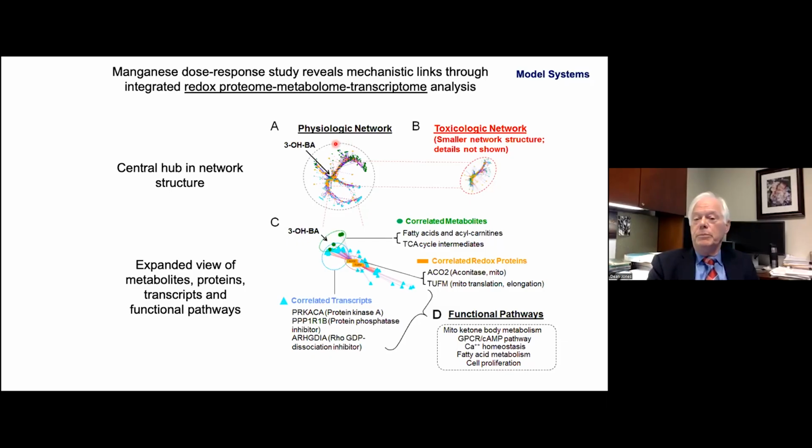And you can differentiate between physiological networks and toxicological networks. So once you increase manganese to a high dose, it becomes a toxicologic exposure. And then you can expand the view and you can zoom in, you can look at specific metabolites that are in this central cluster. You can look at correlated proteins. In this case, these are redox proteomic changes, proteins that are being changed in oxidation state. And then you can look at correlated transcripts. And then, of course, these type of data can be mapped out using online tools to functional pathways.